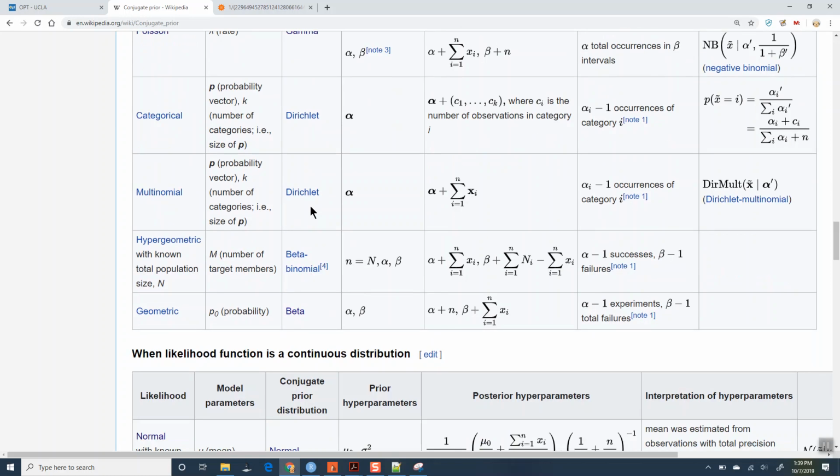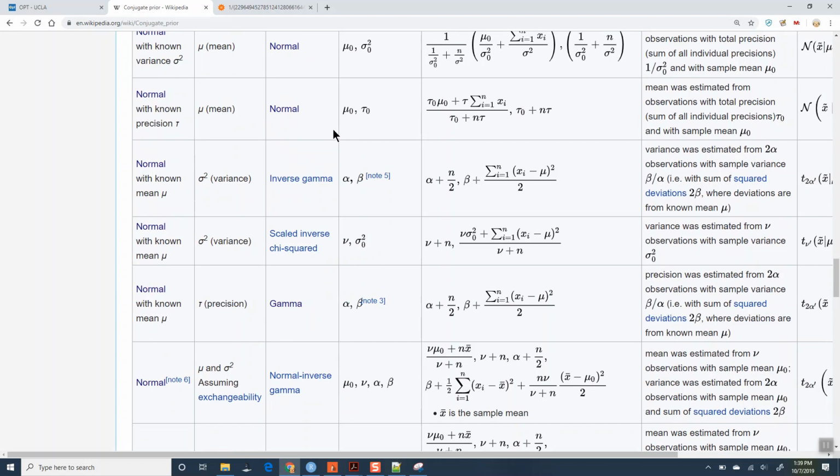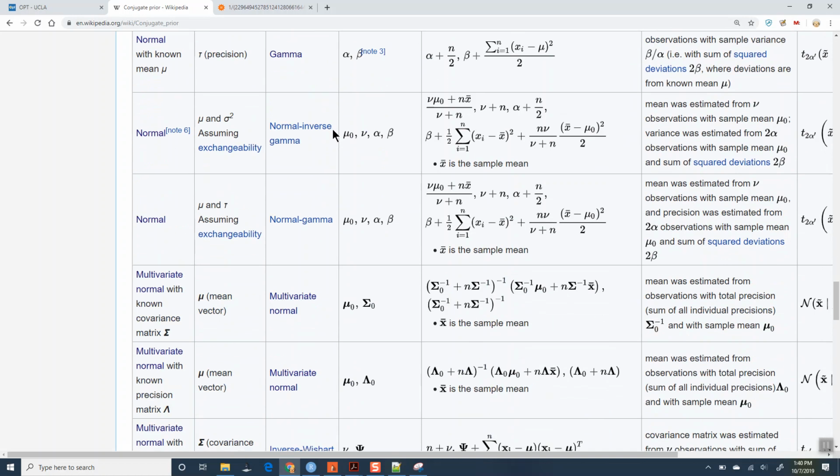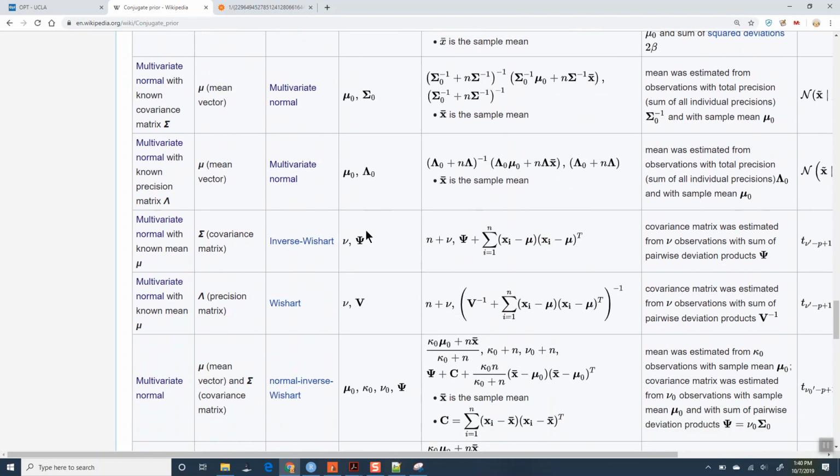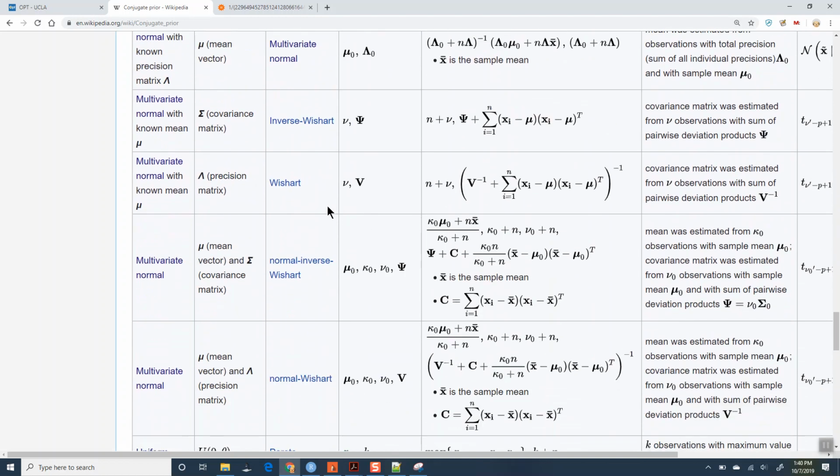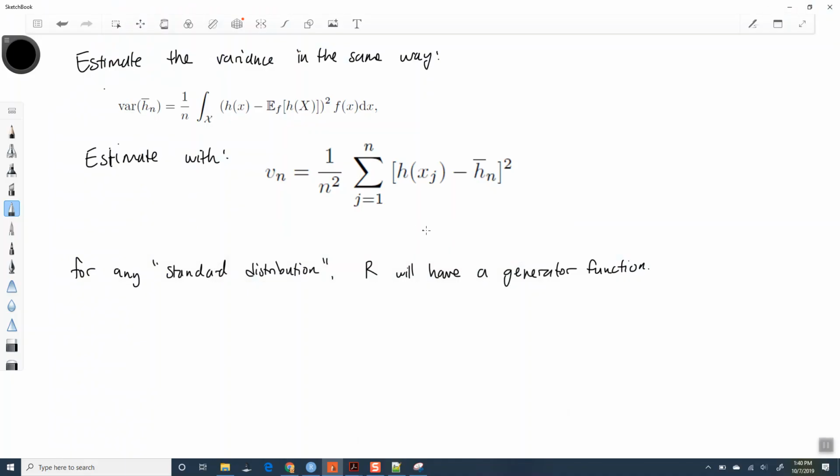So some of these you might have to load an outside library, but normal, we're very familiar with that, rnorm, and then there's all of these other ones that are lesser used, like the Wishart and stuff, which don't ask me about right now. So you have rbeta, rgamma, rnorm, et cetera, et cetera.